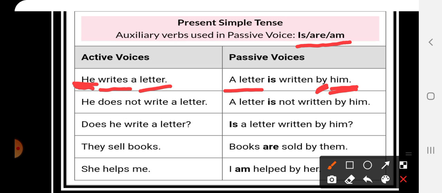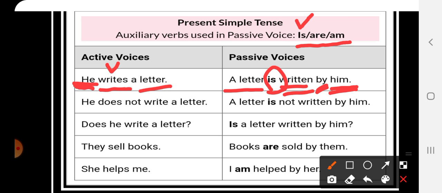The subject was he, and that became the object in passive voice. Then the second rule was to use the word by before the object in passive voice, which we have already done. And then we needed to focus on the verb. The verb is writes here, and that got changed into its third form. In passive voices we always use the third form of the verb, so it is written here. Now the last and most important point is to use the auxiliary verb, which depends first on the tense of the active voice, and second on the subject of the sentence. So here the subject is a letter, which means singular, so we will choose the auxiliary verb is, and we have used is here.